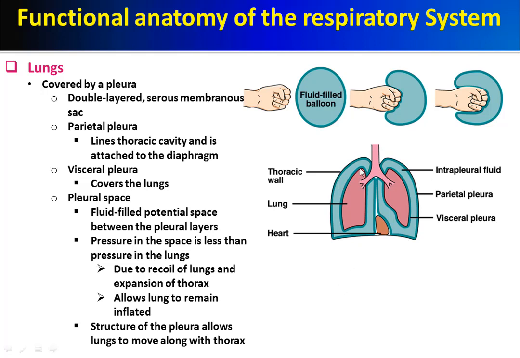Now the pressure in the pleural sac is subatmospheric. Why? Remember earlier on I mentioned that the chest cage is an elastic structure, and because the ribs are torqued, they are twisted, they tend to move out.